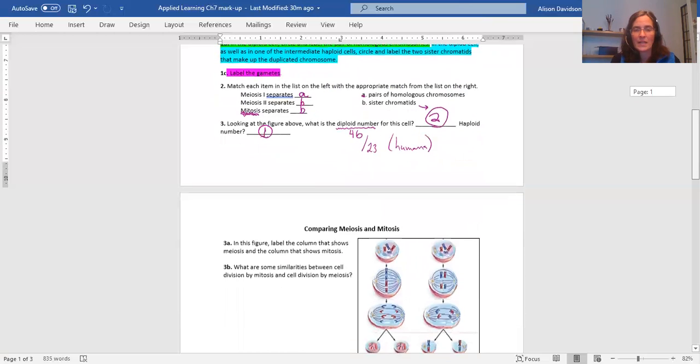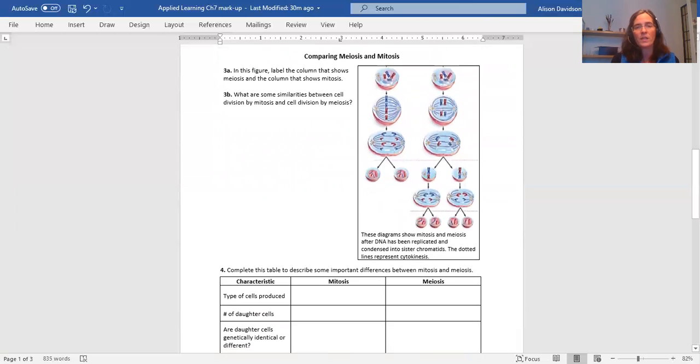All right, let's see what's on the next page here. The next thing we want to do is to label the column that is mitosis, and that's this one. And that means this one over here is meiosis. How did I know that? Well, I know that mitosis takes 1 diploid cell and splits it into 2 genetically identical daughter cells, where meiosis will take a diploid cell and split it into 4 genetically different haploid cells. So easy to figure that one out.